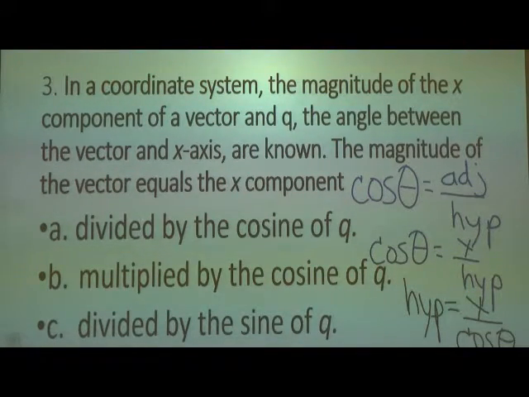So you want to get this by itself. So remember, you can switch the denominator on one side with the numerator on the other, and so now it becomes hypotenuse equals x divided by cosine angle. So you did this by cross cancellation, so this is your right answer right here. So it's x divided by cosine angle, so the x component is divided by the cosine of the angle. They use q instead of the angle symbol because the keyboard doesn't have this angle symbol. Alright, let's go to the next one.